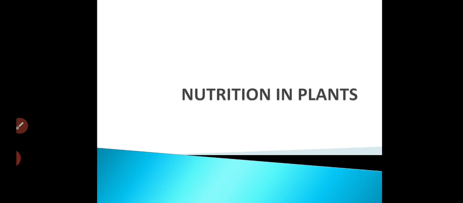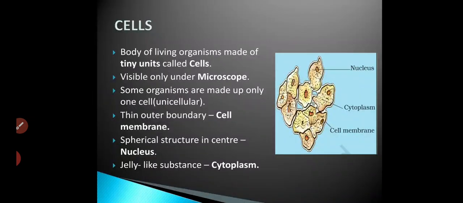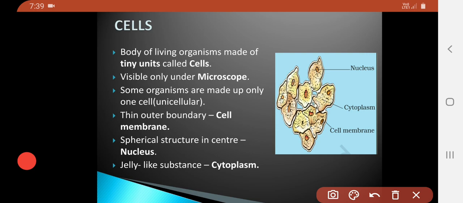Today we are going to see the first chapter, that is nutrition in plants. Before entering into the topic, we are going to discuss the cells. What are cells? Cells are the structural and functional unit of a living organism. The body of all living organisms is made up of tiny units called cells.